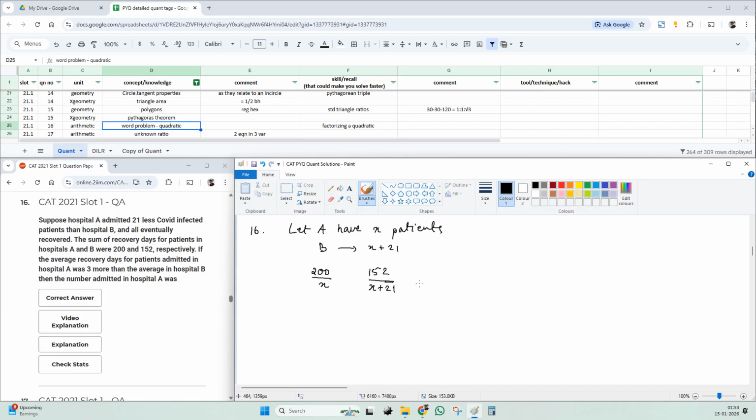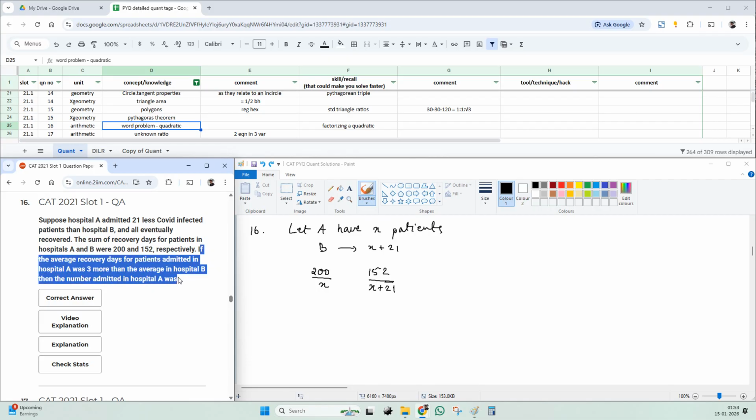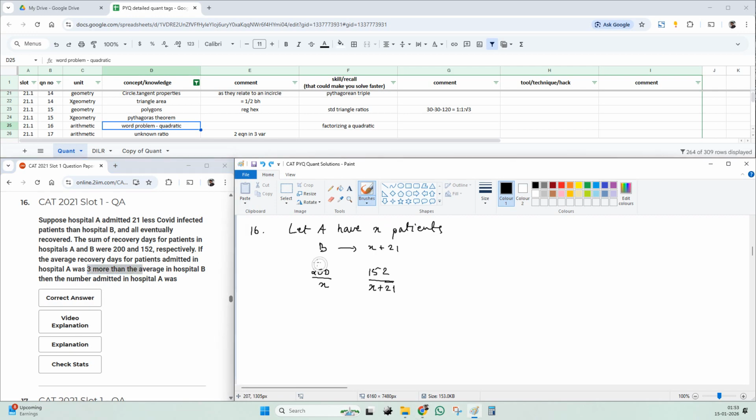Those are the expressions you frame from the one variable that you have defined, and then there is the information that helps us put these expressions into an equation. The average for A was 3 more than the average for B. So the average for A, this expression right here, is 3 more than the average for B. Now we have an equation which has X and X plus 21 in the denominators of the two terms. Now by the time you simplify this, this will become a quadratic equation.